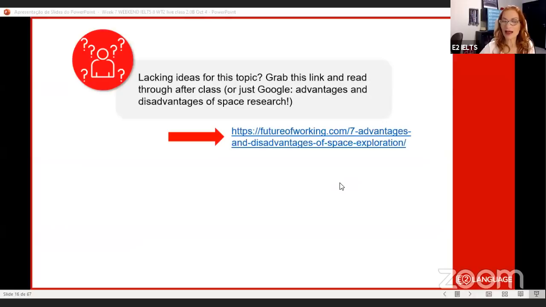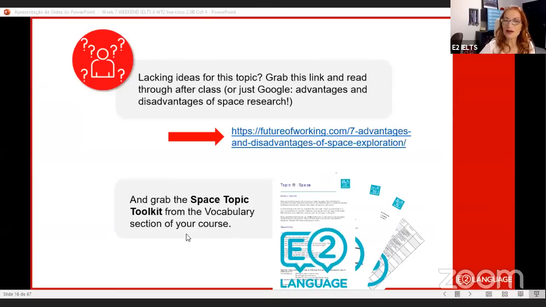In your E2 language platform, we have a wonderful resource which is called Vocabulary Toolkits. I love the Vocabulary Toolkits. You can go there. There is one specifically on space. Now, the vocabulary toolkits, they've been designed very carefully. Material has been chosen to help improve your vocabulary concerning specific topics. So we present in the vocabulary toolkits questions for speaking, an essay prompt, and a word list with examples. So definitely.